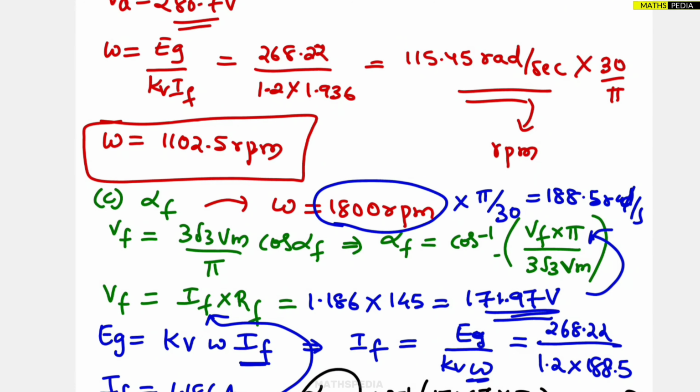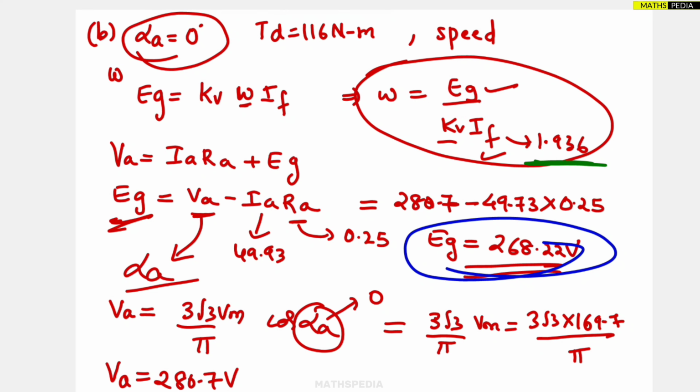This is the C part. So you have to be careful while doing the question, because the new speed has arrived. You cannot take IF as the same value. In the B part also, you have to understand here, I cannot take the Eg as the same value, because alpha A they have given as 0. In one part of the question they have added some new values, so based on that you have to change the values also. So you have to read the question carefully.